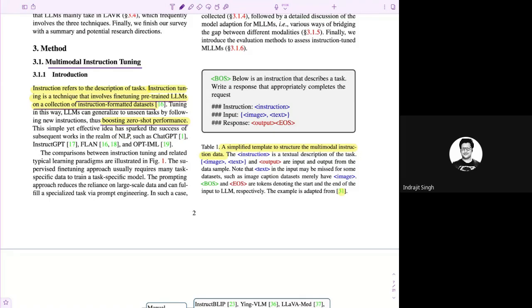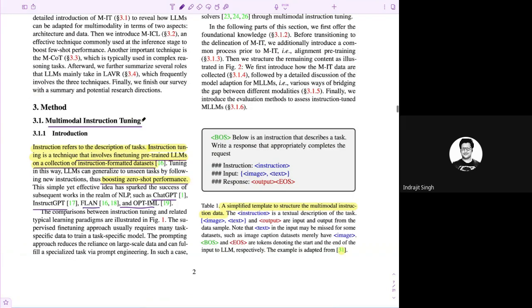In zero-shot, that's the problem. You probably do not follow a specific method, or you're not really sure how the model is learning there. You're trying to control it by instruction tuning, right? This simple yet effective idea has sparked the success of subsequent works in NLP such as ChatGPT, InstructGPT, Flan-T5, OPT-IML, right?